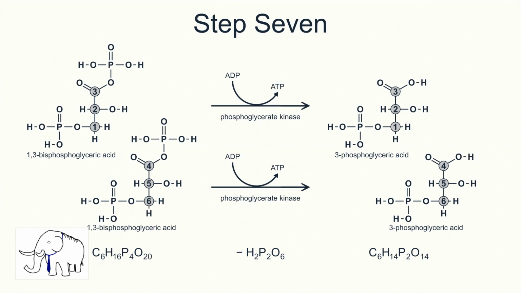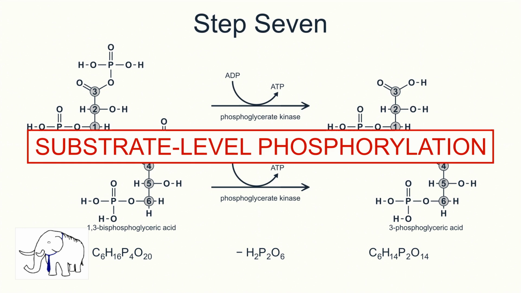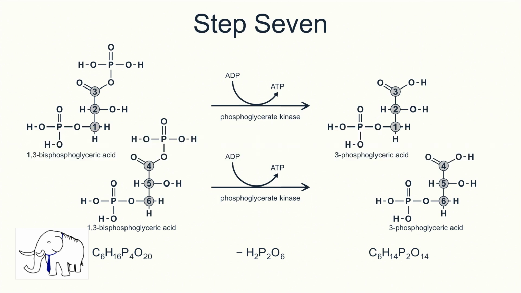Step 7, we're going to start making some ATP molecules. The enzyme is phosphoglycerate kinase, and it takes the high-energy phosphate group off the number 3 carbon and the number 4 carbon to make 3-phosphoglyceric acid and our first 2 molecules of brand new ATP. This process has a fancy scientific name, substrate-level phosphorylation, which is when we make a new ATP molecule by transferring a high-energy phosphate group from some other molecule onto ADP. We can do that here because the bond between the phosphate group and the rest of the 1,3-bisphosphoglycerate molecule is of even higher energy than the phosphoanhydride bond in ATP.